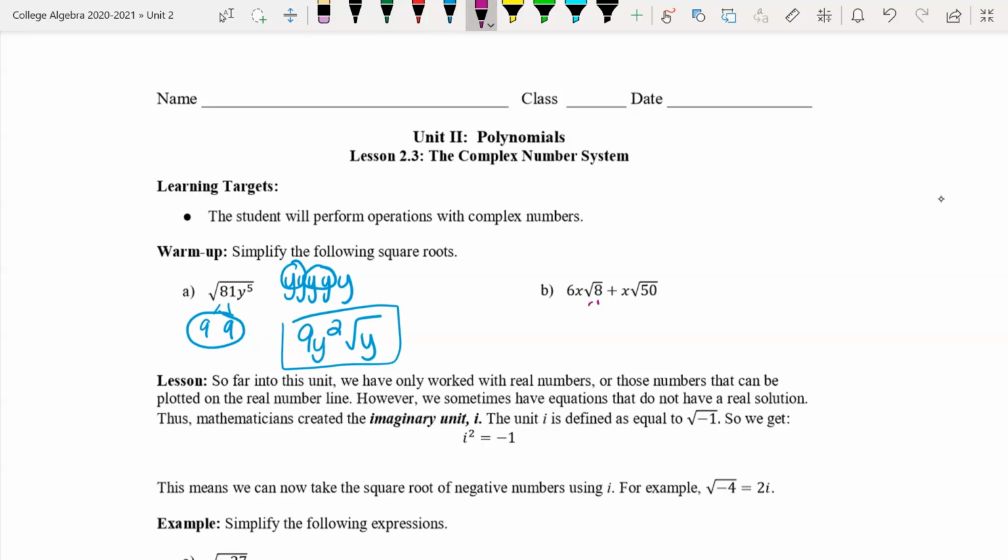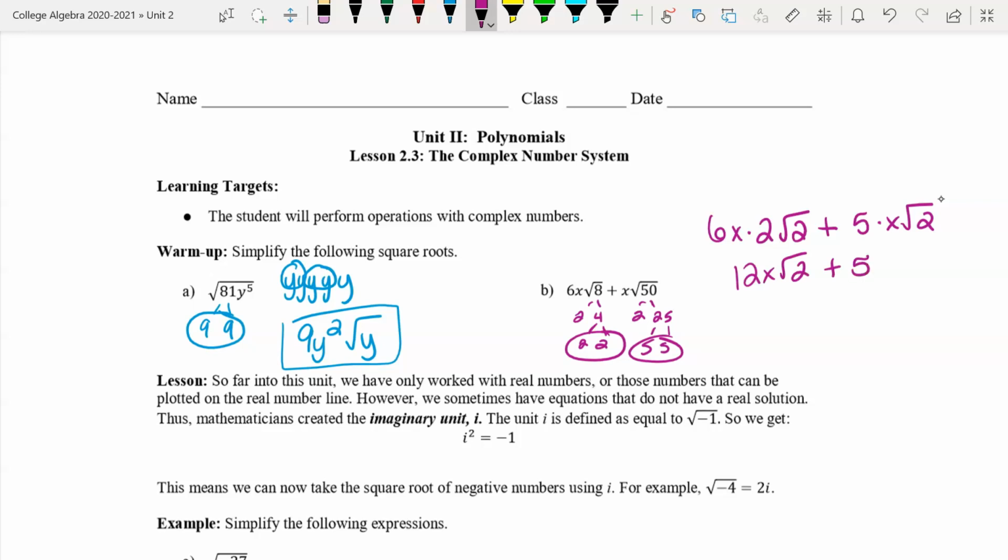Same way over here, in order to add them, they have to be the same. So if I could do 2 and 4, and then 2 and 2, make a pair of 2's, this one ends up being 2 and 25, 5 and 5. So I'm going to rewrite it. It's going to be 6x times 2, square root of 2, plus 5 times x square root of 2. When you do this, you get 12x square root of 2 plus 5x square root of 2, which ends up being 17x square root of 2.